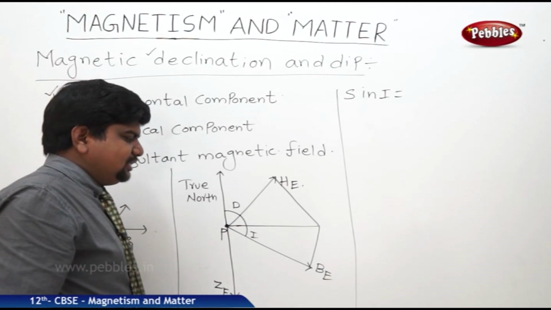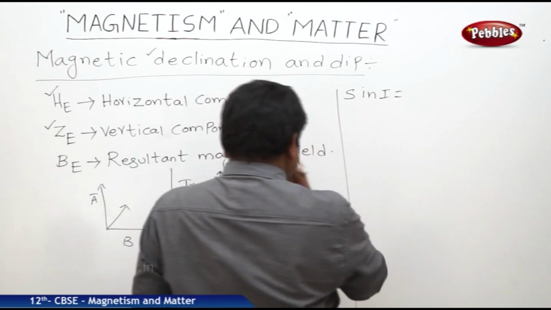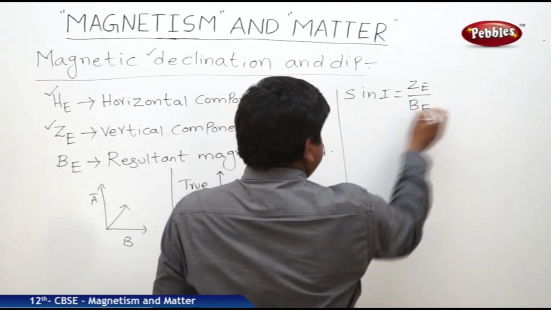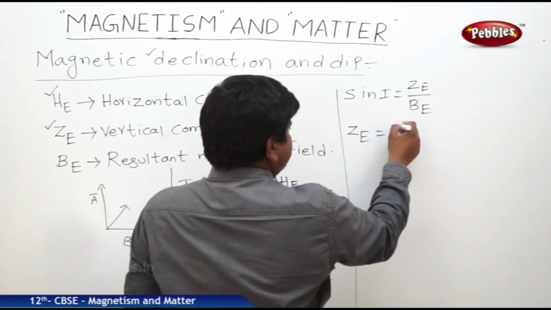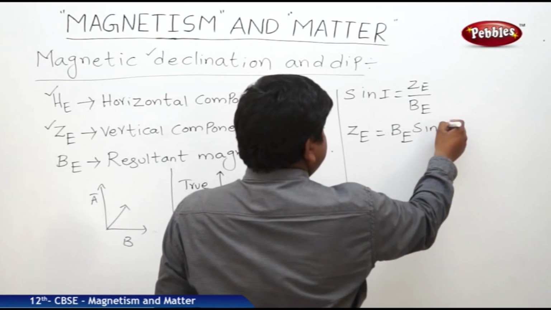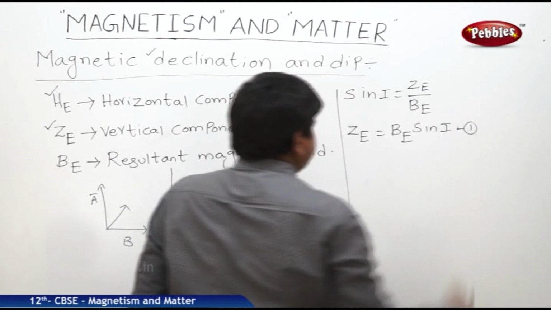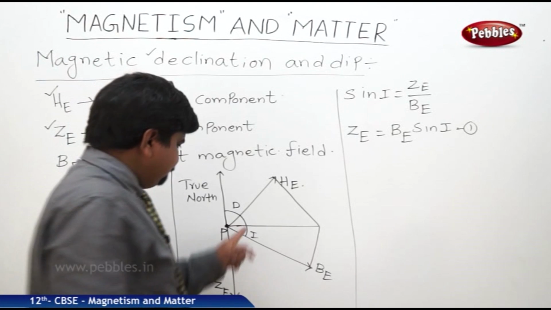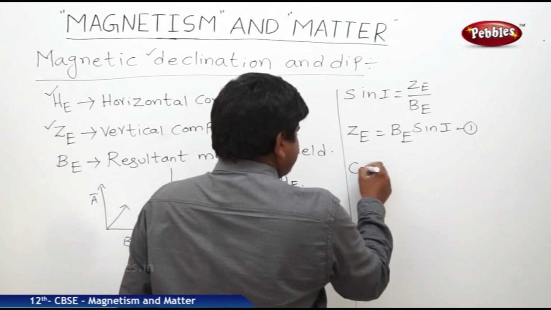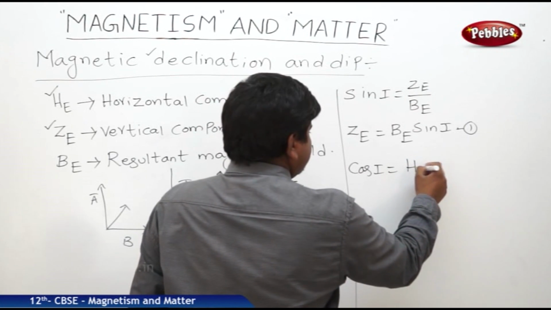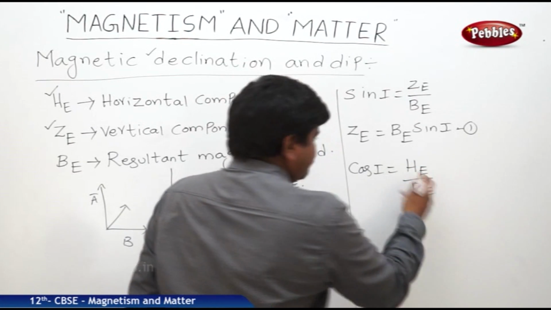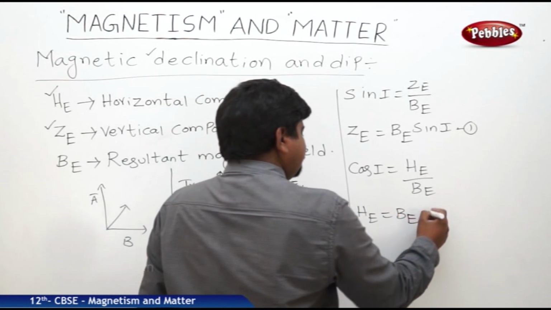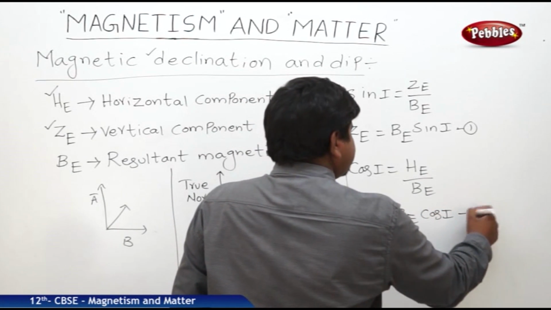we can join this HE and BE like this. So sin I is equal to ZE by BE. So we can write ZE is equal to BE sin I. This is equation 1. Next, cos I is equal to HE by BE, adjacent. From this we can write HE is equal to BE cos I. This is equation 2.